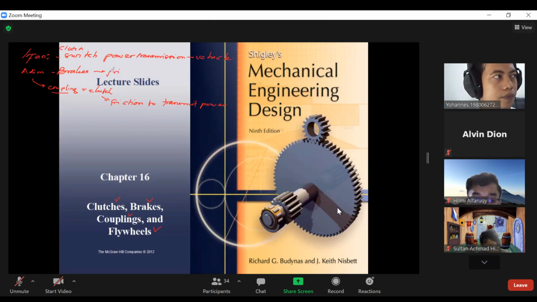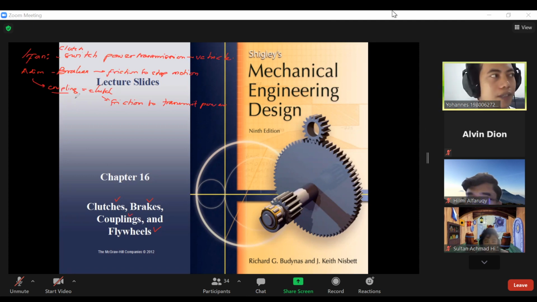Coupling maybe just power transmission, sir. So I think the clutches is a kind of couplings. Okay, I understand what you mean. So you think that coupling and clutch has the same function, that is to transmit power by means of friction, but brakes is to stop the motion of component using friction. Okay, that's good observation, Adim.